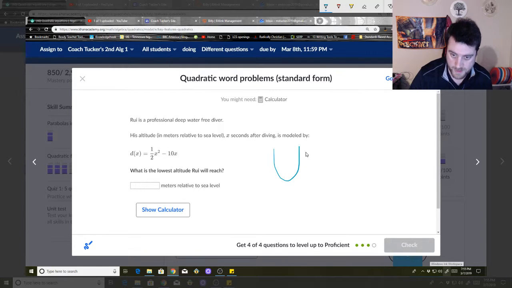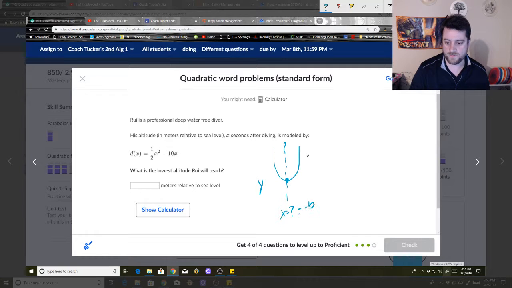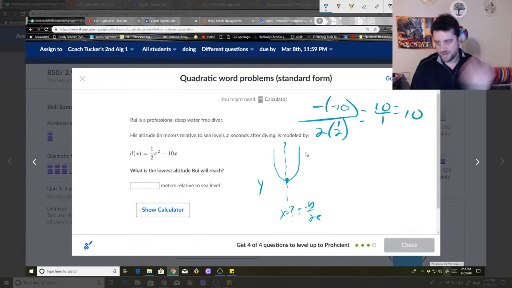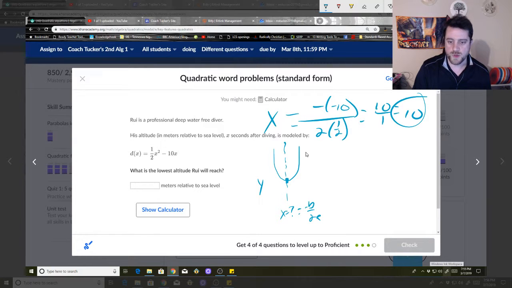He's doing this, right? They want to know what's the lowest altitude. They want to know the y. Can you find the x? Yep, negative b over 2a, right? So this is negative b. So negative of negative 10 over 2 times a, which happens to be 1/2. Negative negative makes a positive 10 over 1, which is 10. Now that we have that, is this our answer? No, this is the x value. We're looking for the y value. You've got to plug it in.